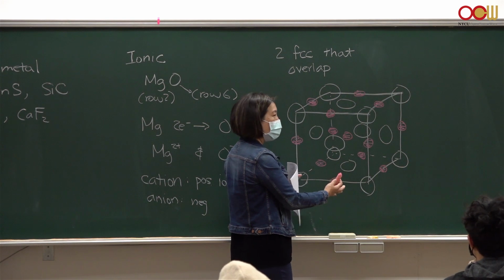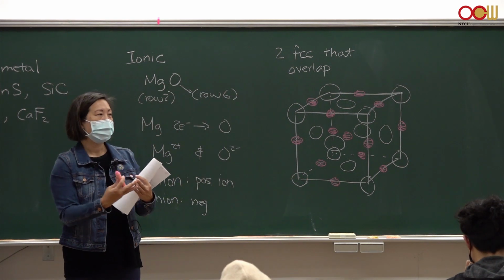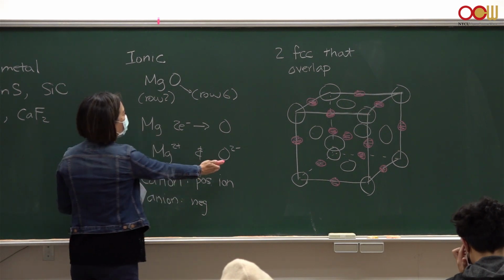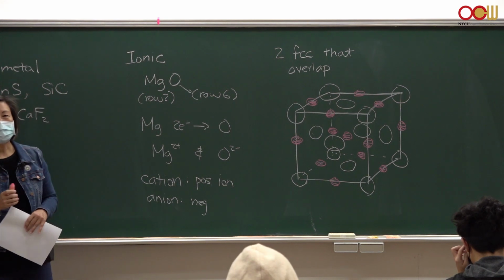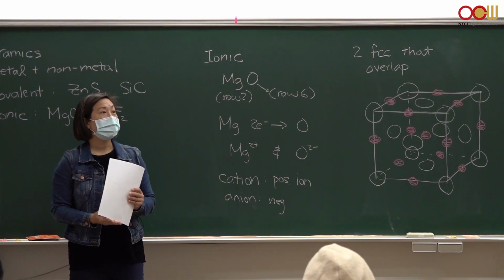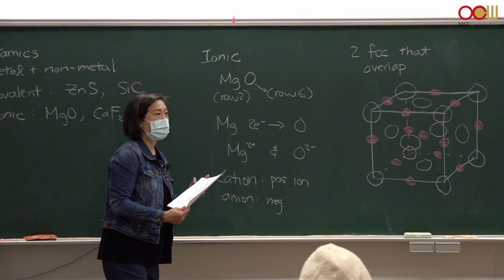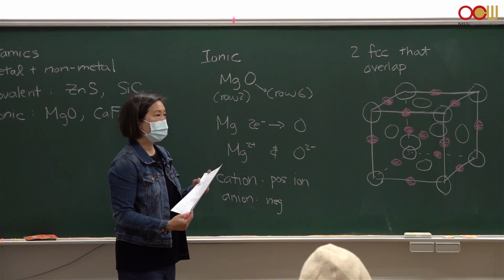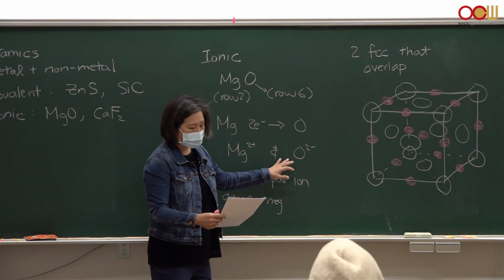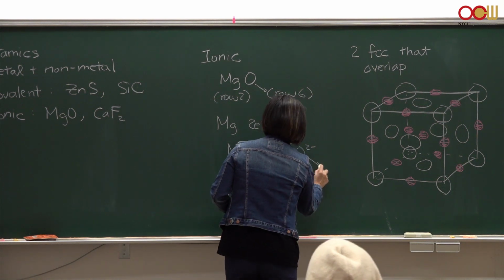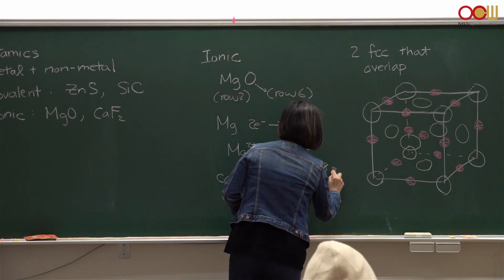The way I've drawn this, I drew a big atom and a little atom. Which one do you think would be the oxygen, and which one do you think would be the magnesium? Any guesses as to which one would be the bigger atom? Oxygen, why is that? It has more electrons and therefore bigger. Correct. So oxygen actually has 8 protons. It has an atomic number of 8, so it has 8 protons.